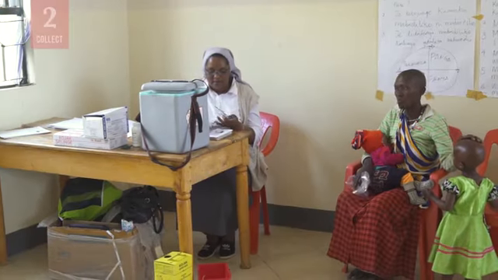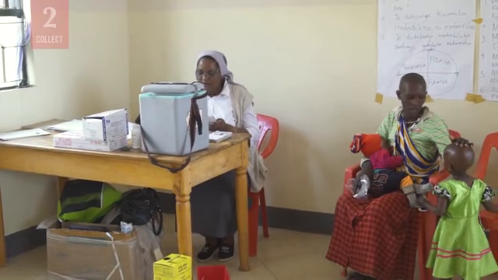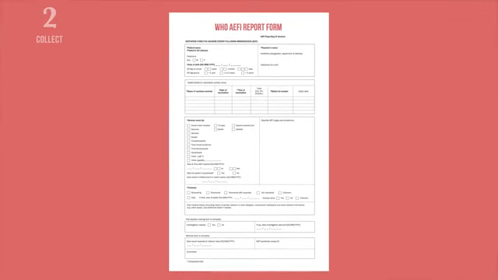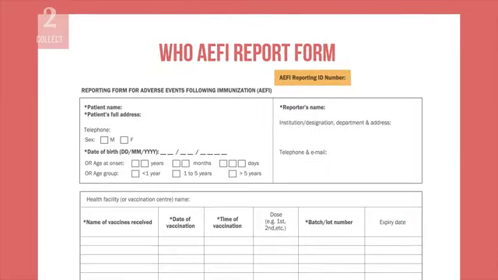Next, collect information in a detailed report. This will help aid the investigation of an adverse event. Be sure to include the following information at a minimum as shown on this sample form. An AEFI reporting identification number. The number used on this form is not linked to the immunization register or the line list in any way. The same number should be used for follow-up visits of the same case.